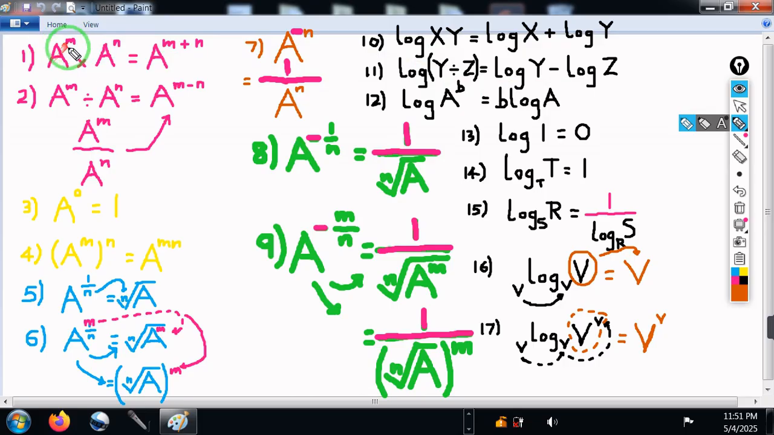Marks, get set, go. A to the power of m times a to the power of n is equal to a to the power of m plus n. A to the power of m divided by a to the power of n is equal to a to the power of m minus n. A to the power of m all over a to the power of n is equal to a to the power of m minus n.